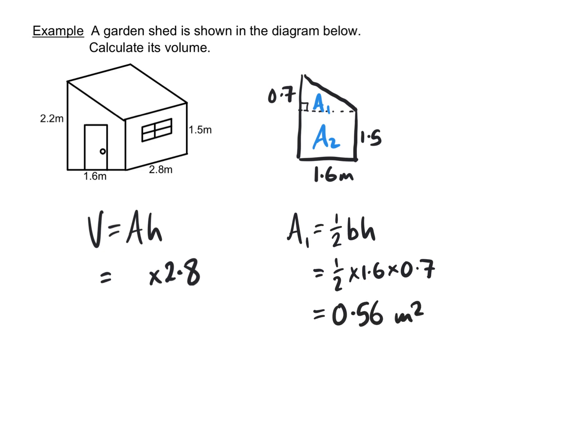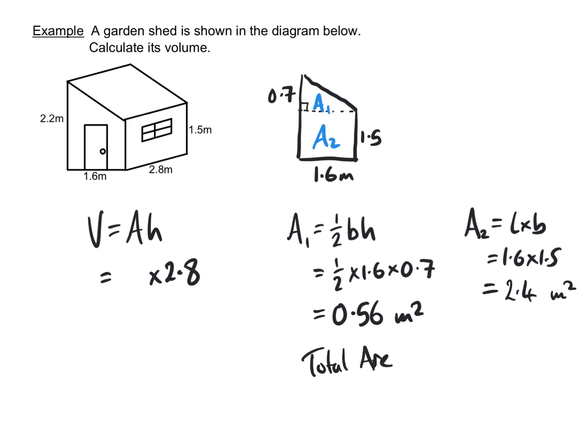And then we've got area 2 is a rectangle up here, so down 1.6 by 1.5. So length times breadth for a rectangle, 1.6 times 1.5, which is equal to 2.4. Now that means the total area of this constant cross section is this plus this. So the total area is equal to 0.56 plus 2.4, which is 2.96.